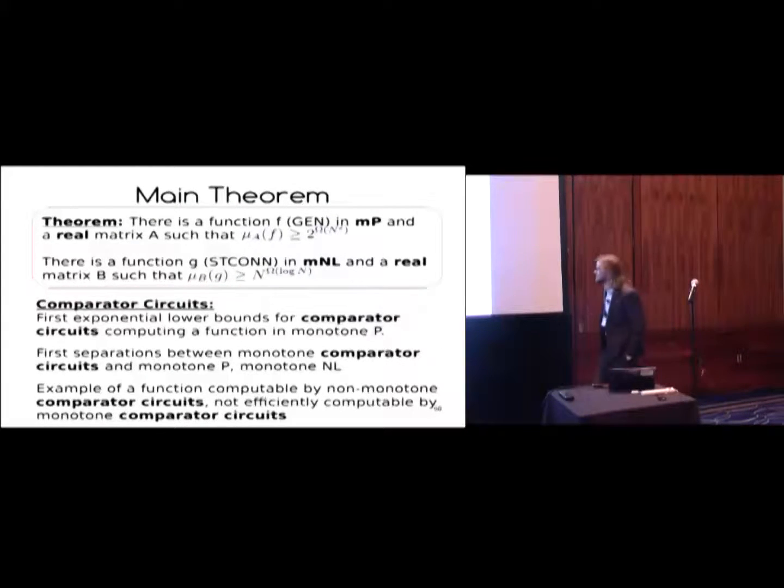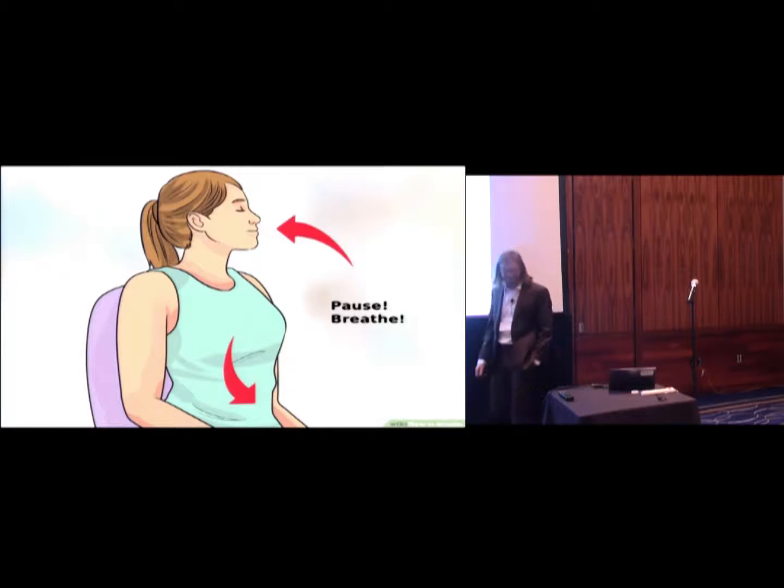For comparator circuits, we basically get the same set of results. The first exponential lower bounds for comparator circuits within monotone P, first separations between comparator circuits in P and NL. And this is actually quite interesting because we know that non-monotone comparator circuits can compute everything in NL, right? So this is a non-monotone monotone separation, which is good to know, I guess. All right, so let's pause for a second, take a breath.